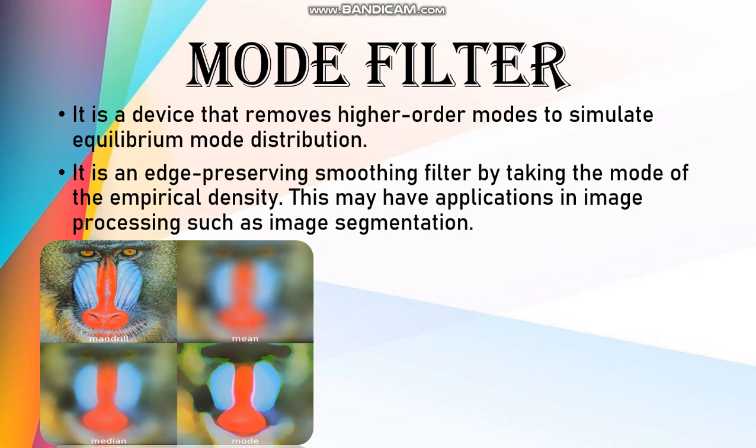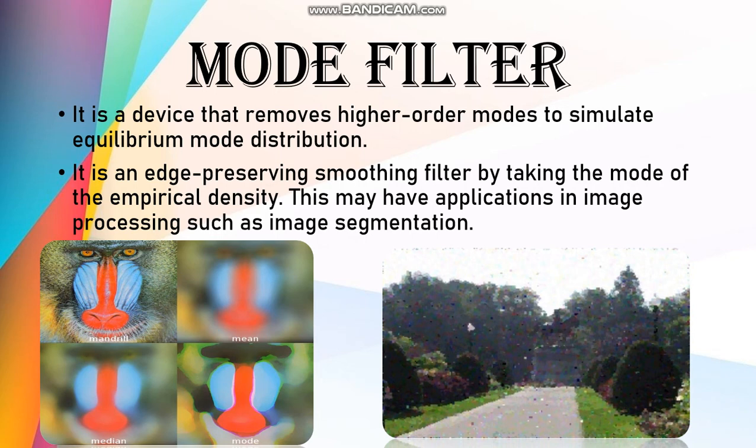This is an example of a mode filter. The mandrel is the original photo. The mean is the blurry photo. The median is the slightly seen photo. And this mode is an example of a mode-filtered photo. Next one is this photo, like the blurry one. As you can see, you can identify the meaning of the photo through this mode filter.